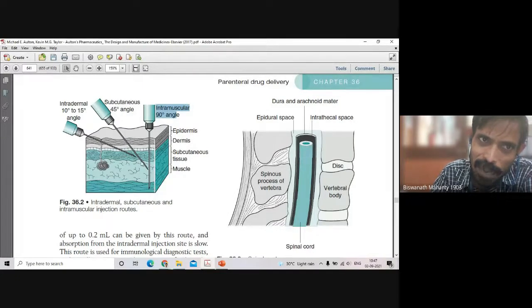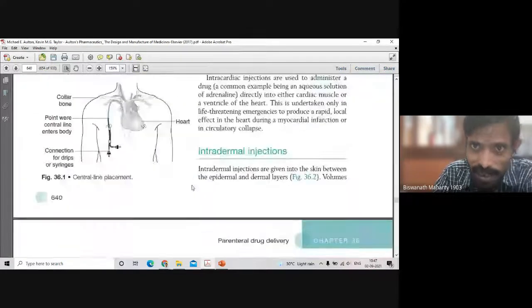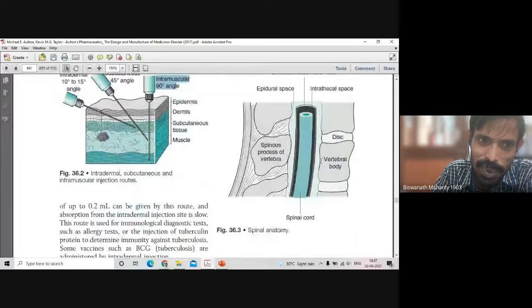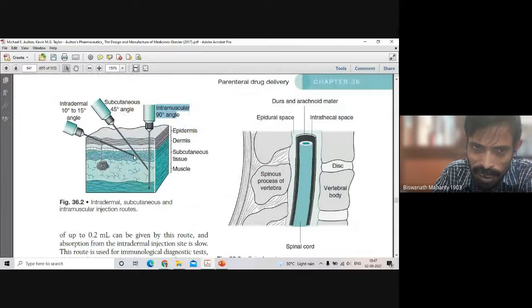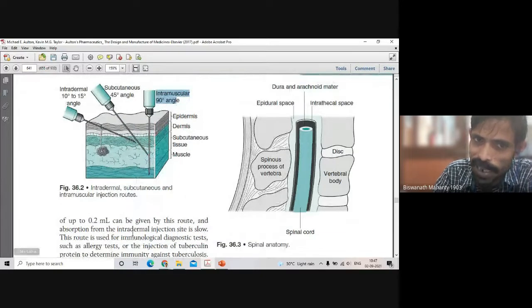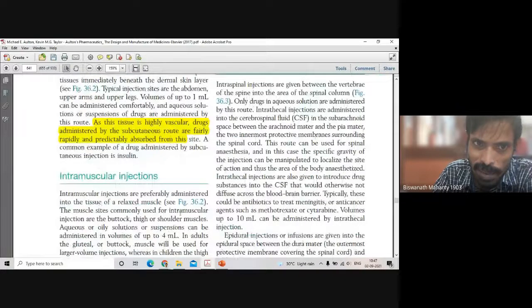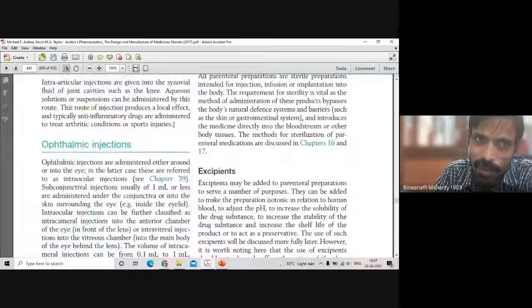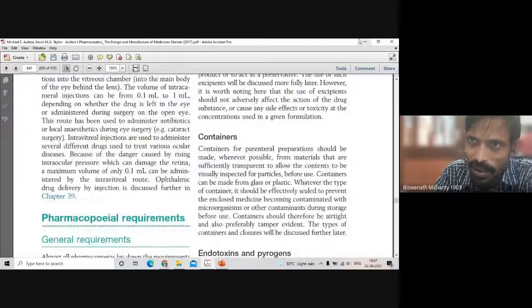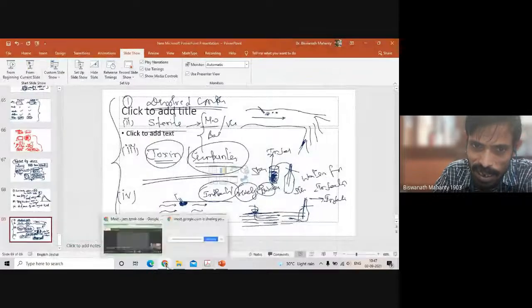So intradermal. Inside the dermal layer of the skin, the drug can be injected. So you can see, the angle of inclination can also be different. The amount of the drug we are injecting can also be different. Okay, so intradermal volumes can be, for example, up to 0.2 ml by this route. So a very small amount we can give. And absorption from the intradermal injection site is also sometimes slow. Anyway, I will discuss those injections in detail, and how the formulation is made, sterility, container. Those aspects we can discuss in our next class.